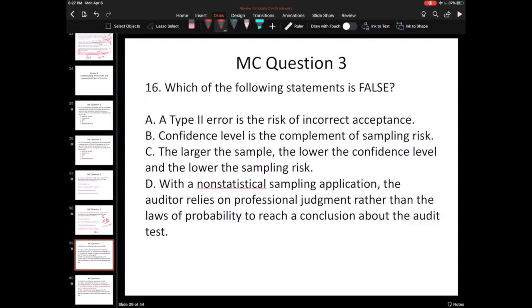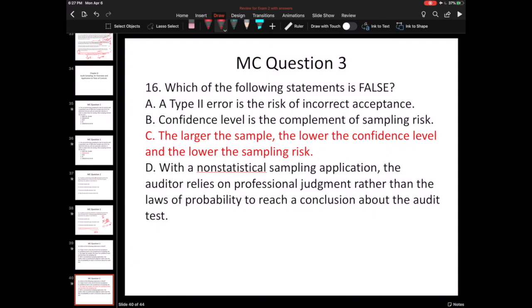Which of the following statements is false? So we've got a lot of statements to read through here. Hopefully when you read through all of them, you saw C was the false statement. So A is purely definitional, very straightforward. Confidence level is the complement of sampling risk. Yep, we talked about how they both add up to 100, and we talked about how non-statistical sampling auditors infuse their judgment into the sampling program.